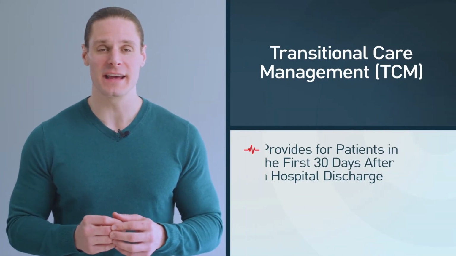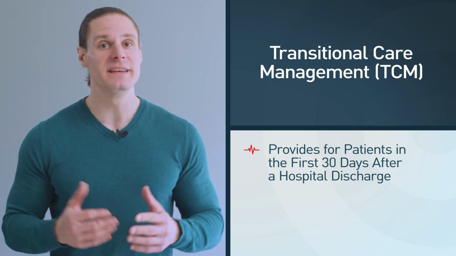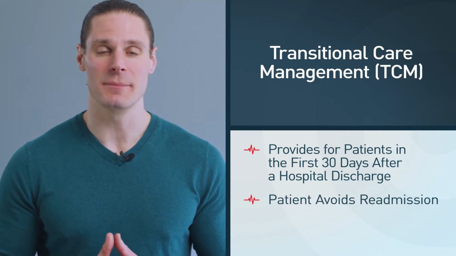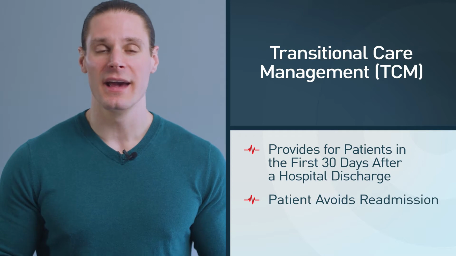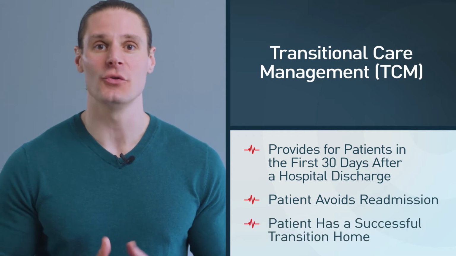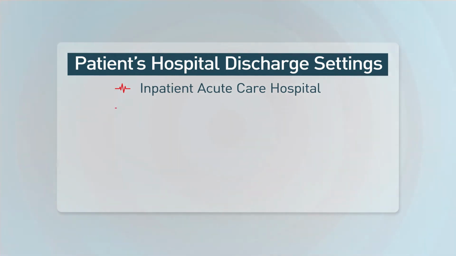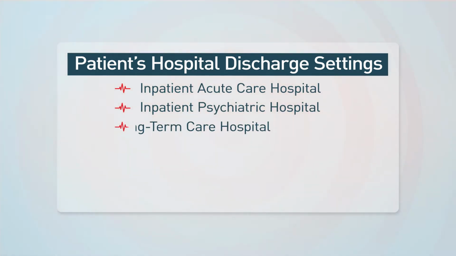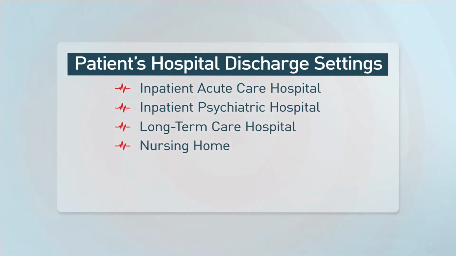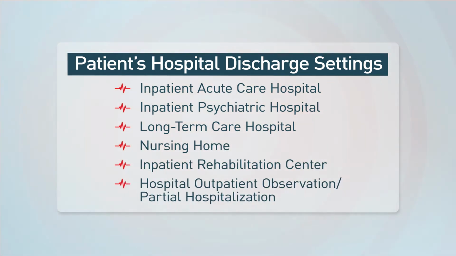Transitional Care Management manages the patient's first 30 days after some sort of discharge. The goal is that the patient avoids readmission and makes for a smooth transition back to their everyday life. The patient's discharge must be from one of the following settings: inpatient acute care, inpatient psychiatric care, long-term care hospitals, nursing homes, inpatient rehabilitation centers, or hospital outpatient observation or a partial hospitalization.